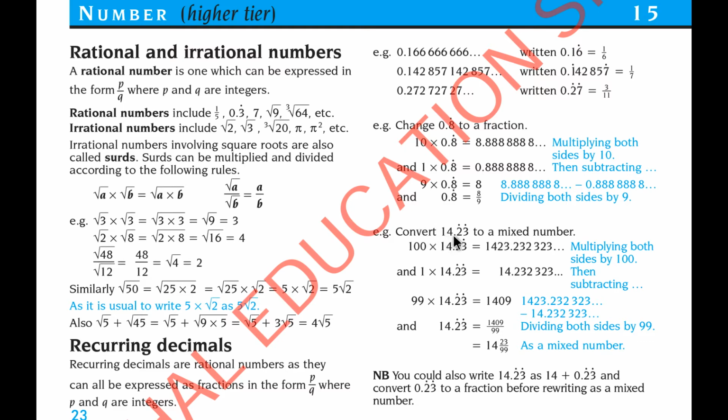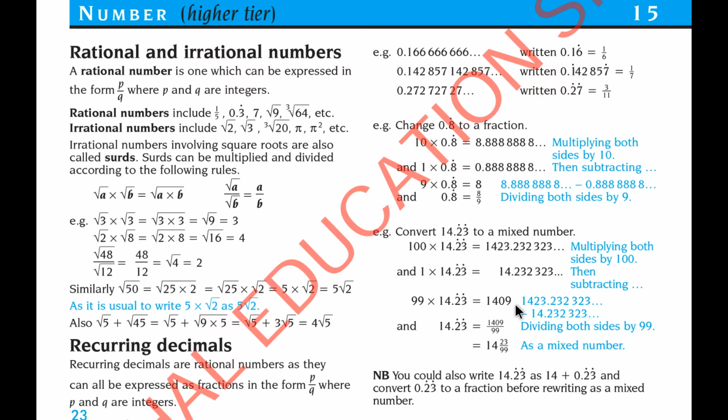Convert 14.23 recurring to a mixed number. What you should do is multiply by 100. 1423.23 recurring. Then multiply by 1, 14.23 recurring. Then subtract, 100 times minus 1 times. That's 99 times 14.23 recurring equals 1409, because here the decimal parts cancel off.